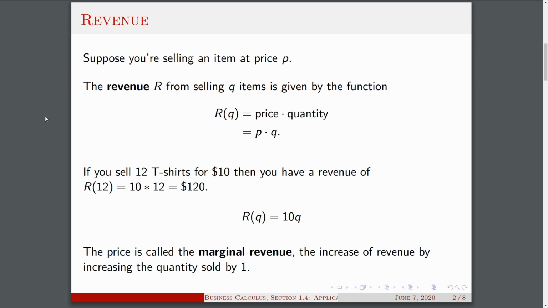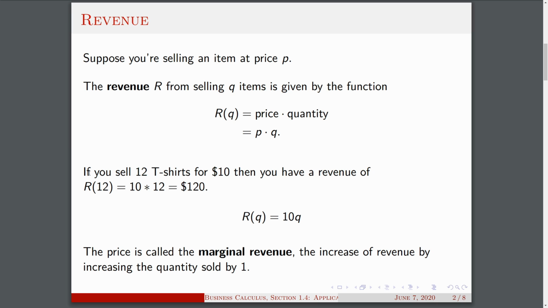All right, so we're going to talk about things like revenue, cost, profit, things that business people are interested in. So let's talk about revenue first. There's a nice little formula for revenue. By the way, revenue is the amount that is coming in, the amount that you take in. And the formula is price times quantity.